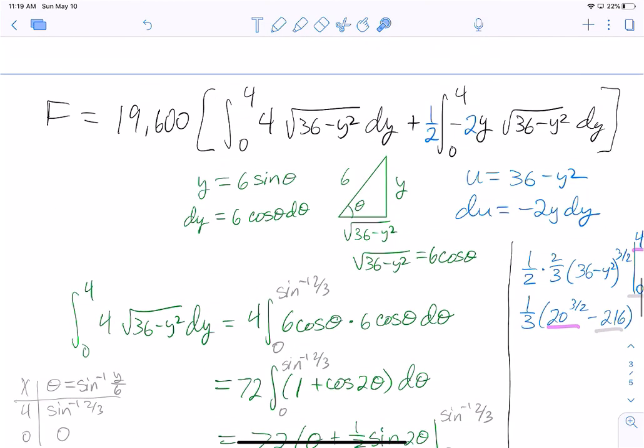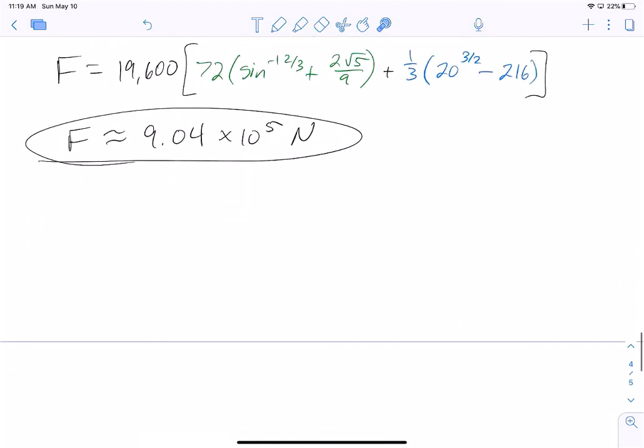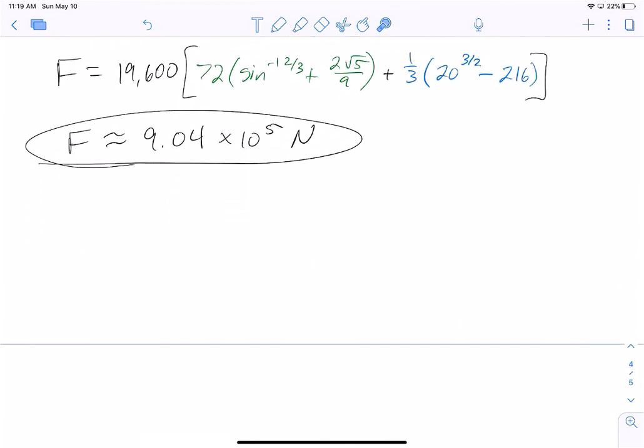We had that, remember, out in front of the whole thing, times the quantity of 72 times the quantity of the inverse sine of 2/3 plus 2 root 5 over 9. And then still inside the brackets, plus 1/3 times 20 to the 3 halves minus 216. Putting all of that in the calculator gives us that F is approximately 9.04 times 10 to the 5th. Couple of things. Number one, be very careful about your parentheses in the calculator. And number two, this inverse sine of 2/3 must be computed with your calculator in radian mode. That 2/3 is in radians.